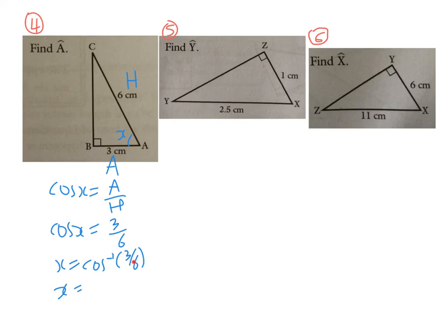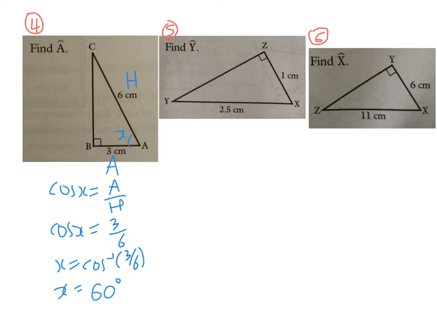Now, 3/6 is actually a half. The cos inverse of a half is one of those special angles. It's 60 degrees. Not very often do you get a fraction that gives you a whole number for the angle. So 60 degrees is one of those. 30 degrees with sine is another one that gives you a half. And there's a few to look out for.